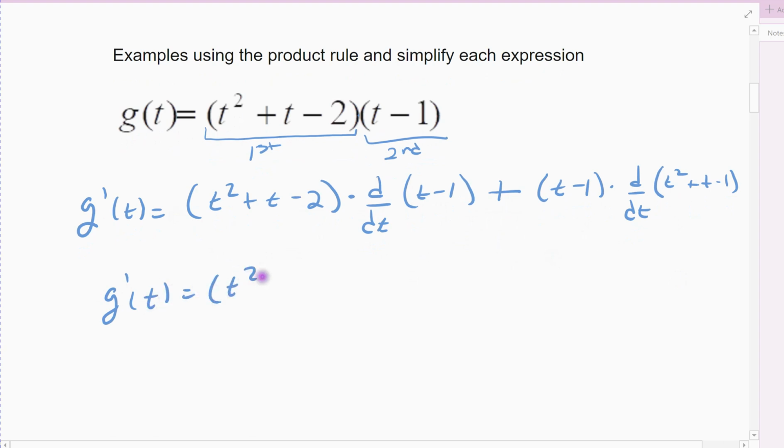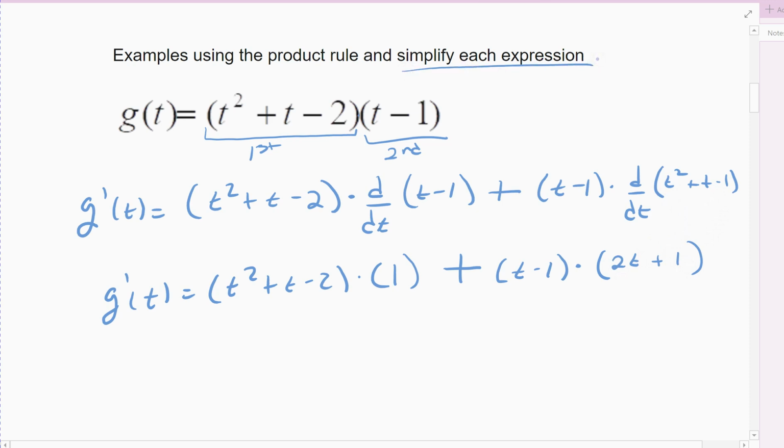First, as is, times the derivative of the second. The derivative of the second is just the derivative of t. The derivative of t is 1. The negative 1 is a constant, so it'll zero out. So there's the derivative of the second. Plus the second function, t minus 1, times the derivative of the first. I'm just taking the derivative of the first function. The derivative of t squared is 2t. Plus the derivative of just t is 1. The negative 1 zeroes out. And so there's the derivative.